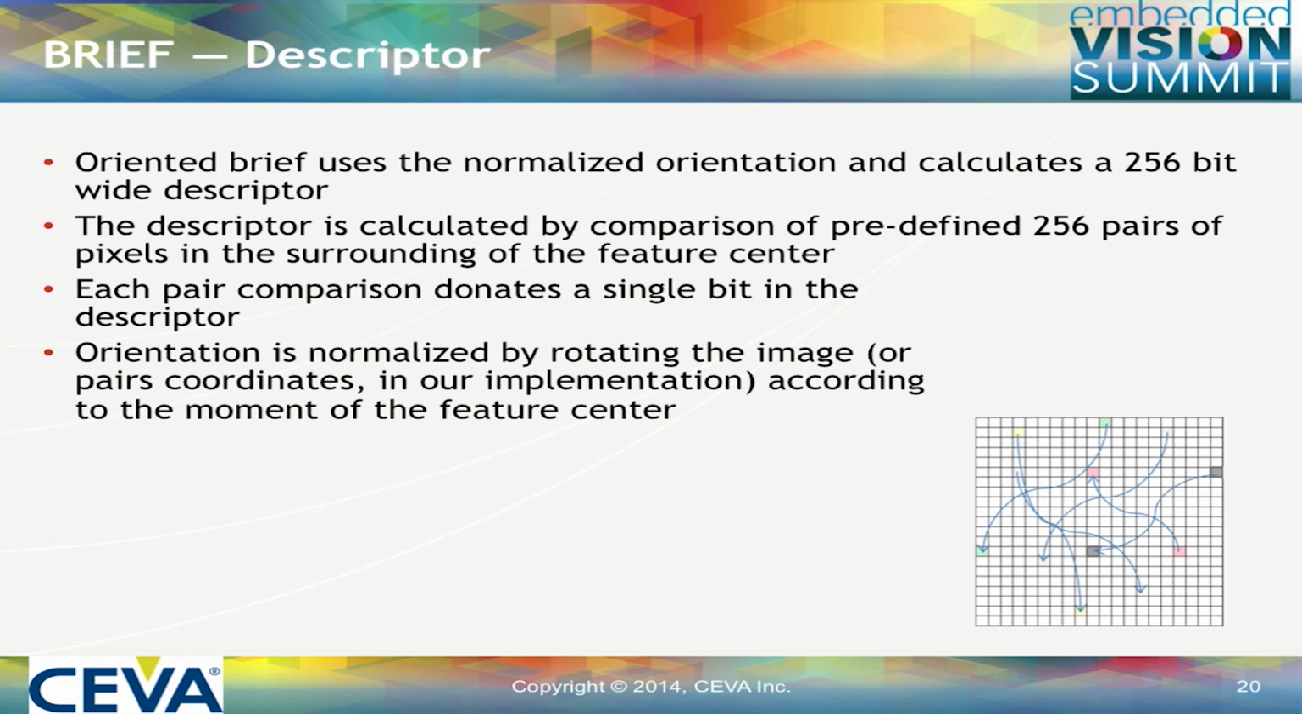The BRIEF descriptor tries to describe the patch using 256 pairs of bytes in known places and creates a 256-bit word, where each bit signifies if one byte of the pair is larger than the second byte.